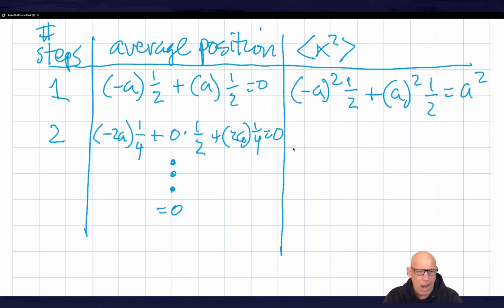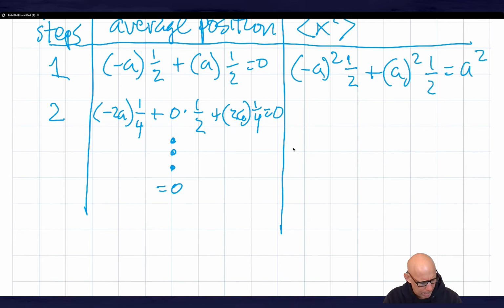No matter how many time steps that I've taken, the average position is 0. Okay, so I'm not going to belabor that. I'm not going to work that out any further.